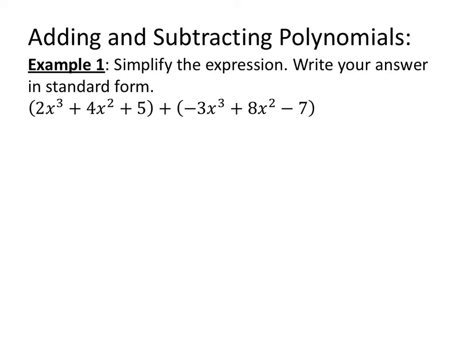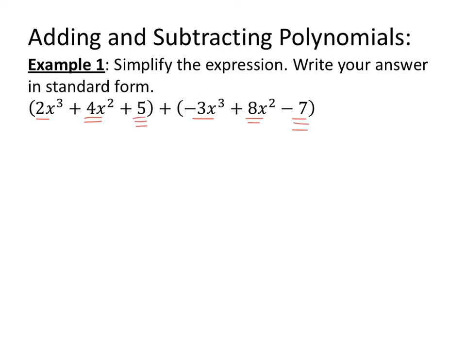So we can just treat it as if the parentheses weren't there. And the goal here is to really just look for like terms. And when I say like terms, I mean things with similar exponents. So the x cubed and the x cubed here, the x squared and the x squared, and the last one's the constants. So I have a 2x cubed and a negative 3x cubed. I also have a 4x squared and an 8x squared. And then lastly, I have a 5 and a negative 7.